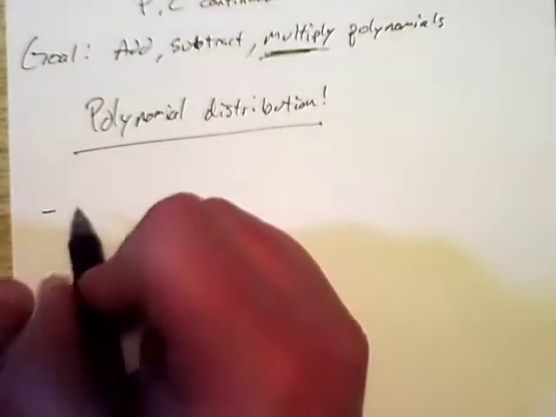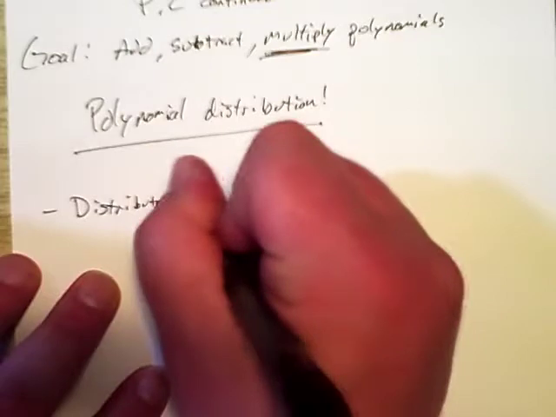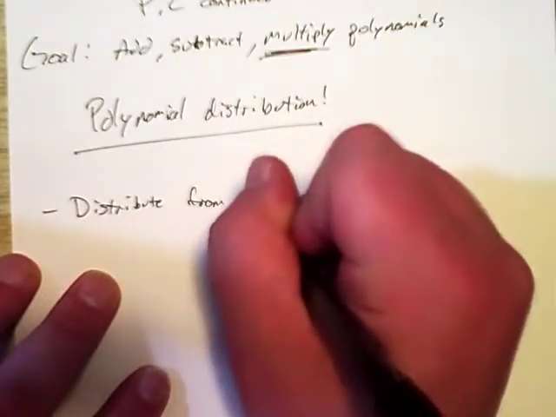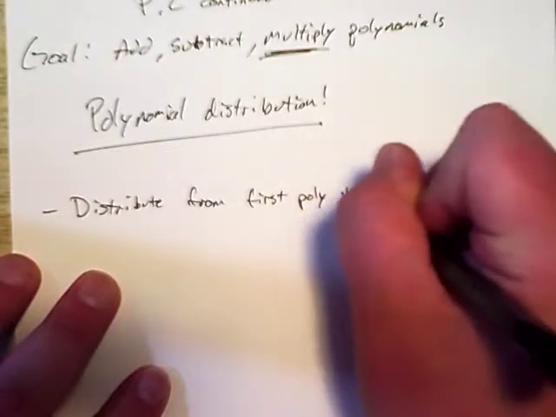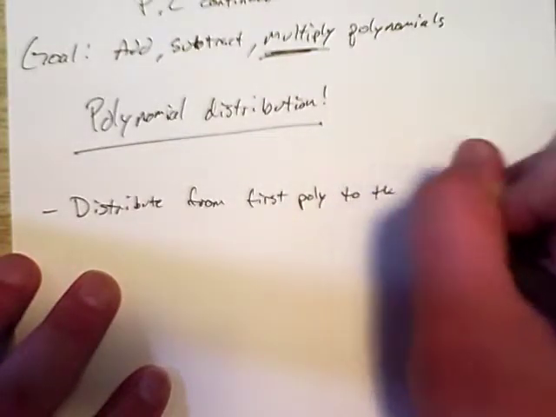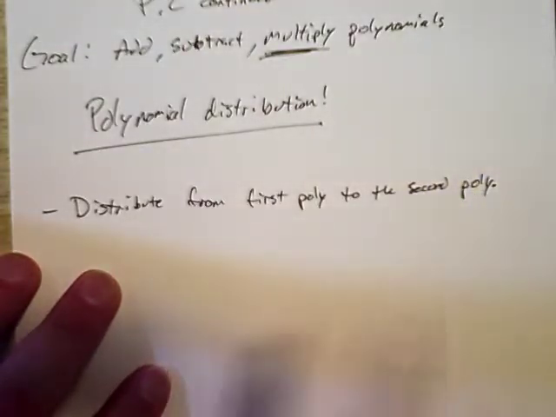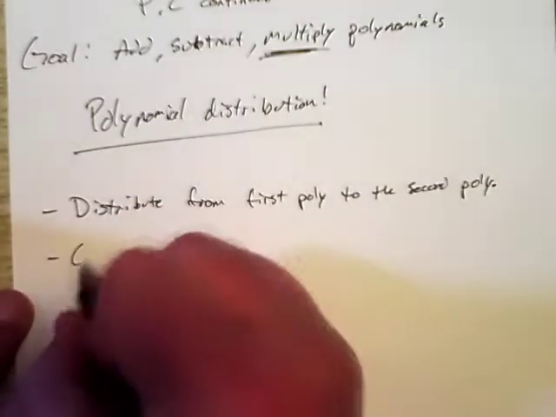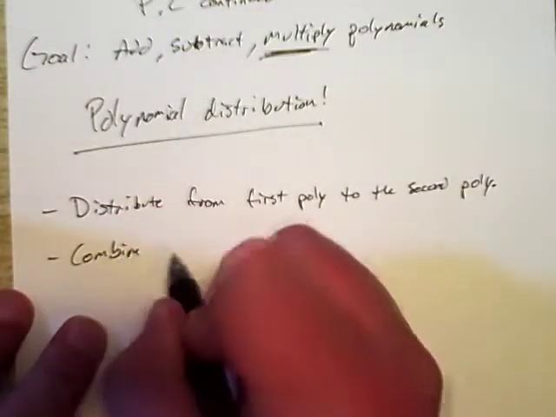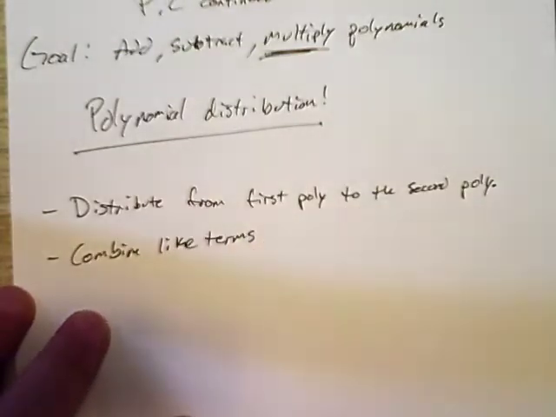So the first thing I need you to know is we're going to distribute from the first polynomial to the second polynomial. And I'm short and just writing poly for this. Then the next thing we need to do is combine like terms. Notice the theme.